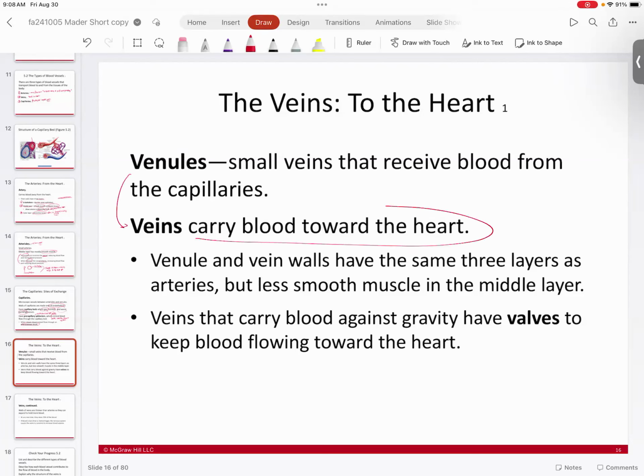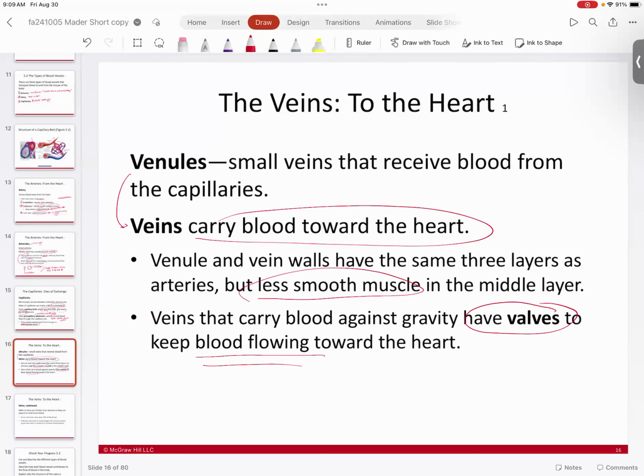And then these will carry the blood toward the heart. Now, venules and veins have the same three layers the arteries do. However, they're slightly different. For instance, they have less smooth muscle in the middle layer. And not only that, but they have valves in them to keep the blood flowing forward.